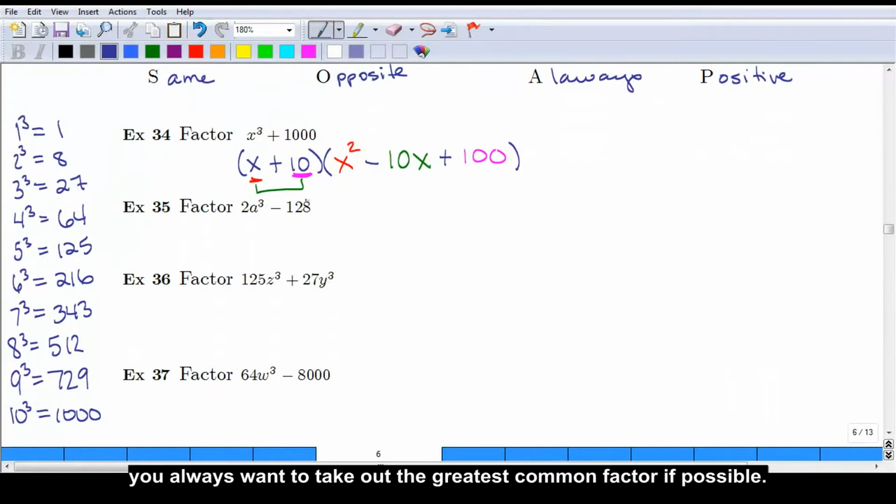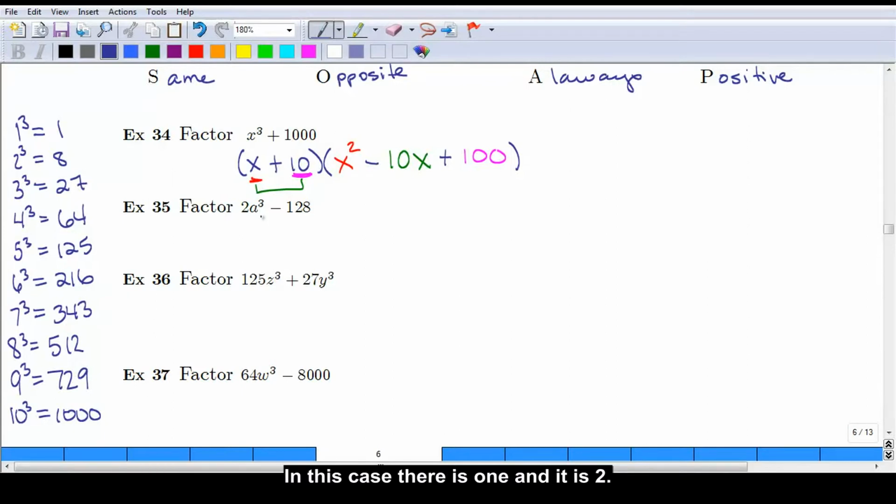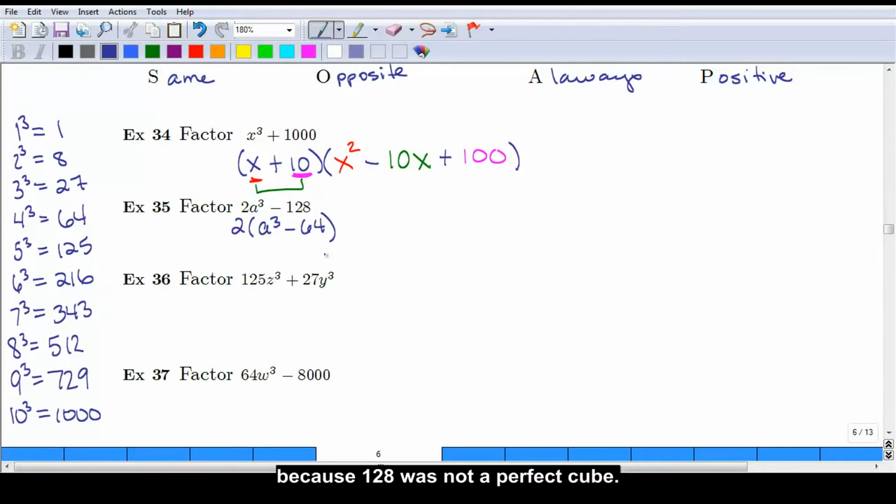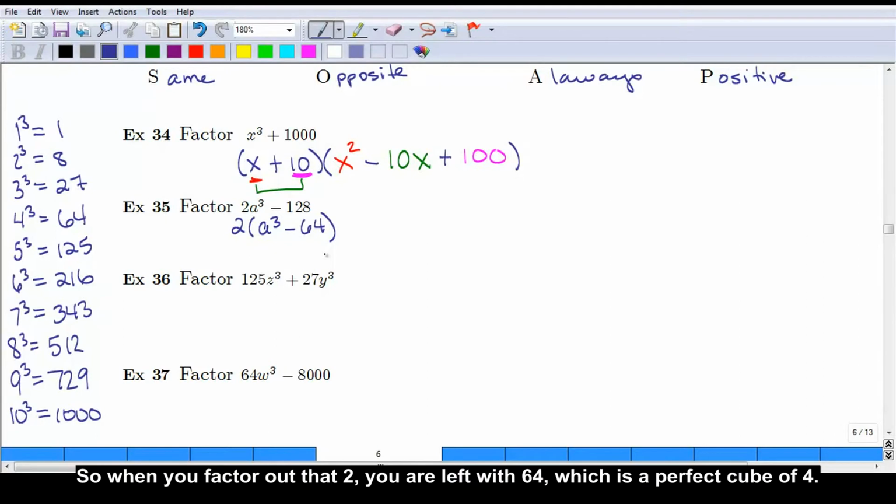In this case, again, you always want to take out the greatest common factor if possible. In this case, there is one, and it is 2. And then you are left with a cubed minus 64, which is good because 128 was not a perfect cube. So when you factor out that 2, you are left with 64, which is a perfect cube of 4.